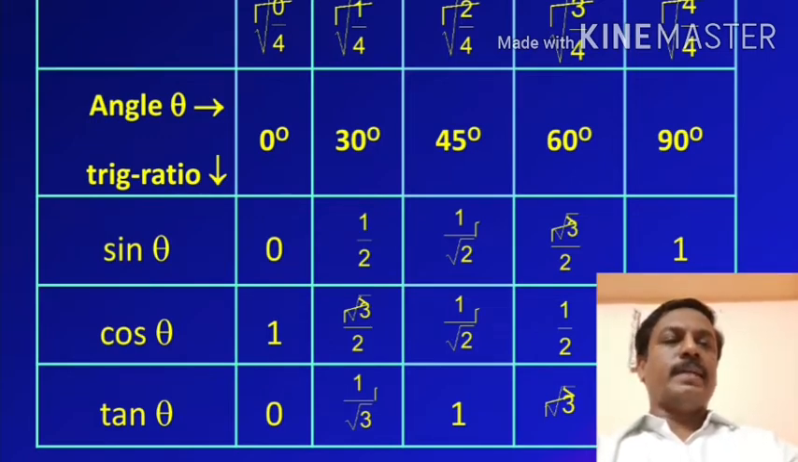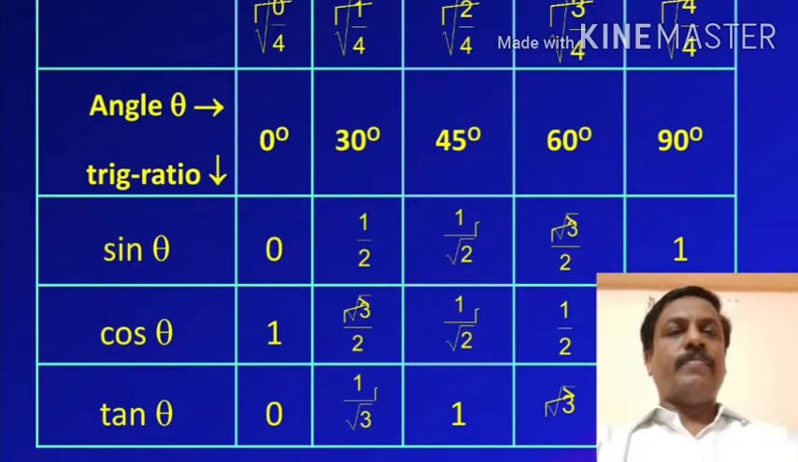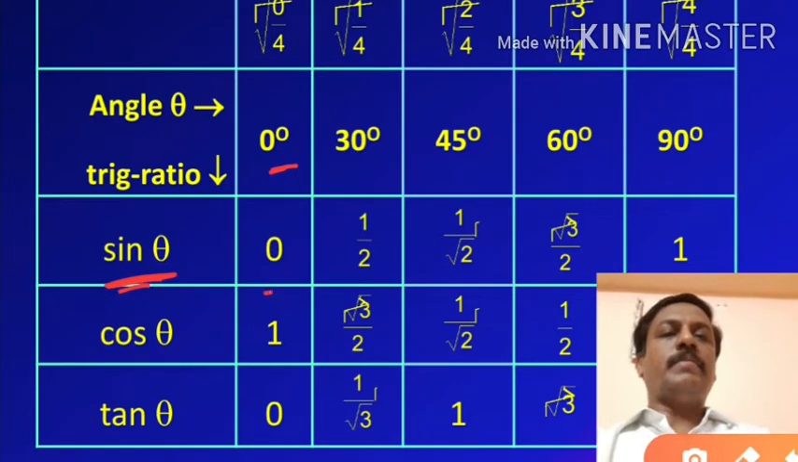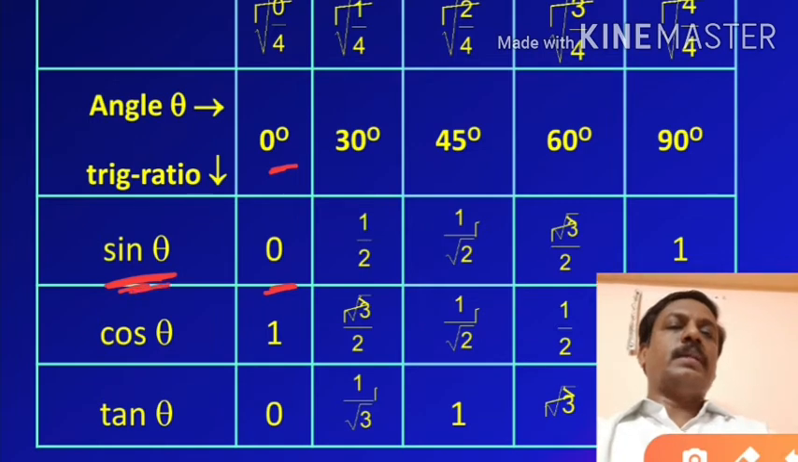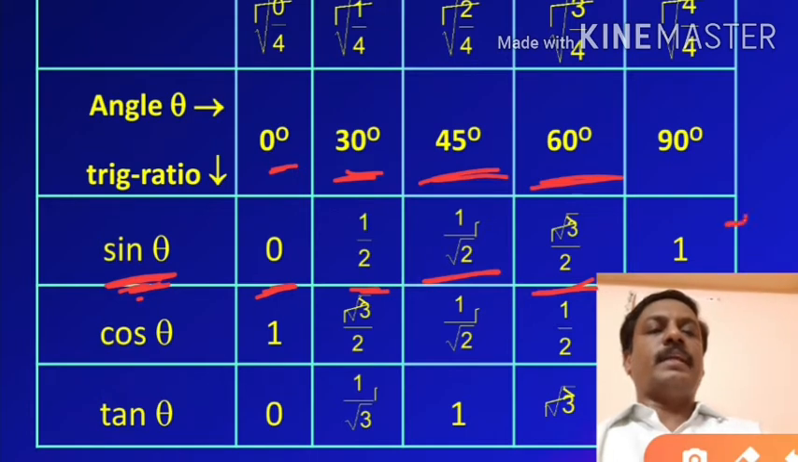Now we will see the values of these trigonometric functions for some standard angles. So here first sin theta. If theta is equal to 0 degree, then sin 0 is 0. Remember this, the value of sin 0 is 0. Then the value of sin 30 is 1 by 2. The value of sin 45 is 1 by root 2. The value of sin 60 is root 3 by 2. And the value of sin 90 is 1.